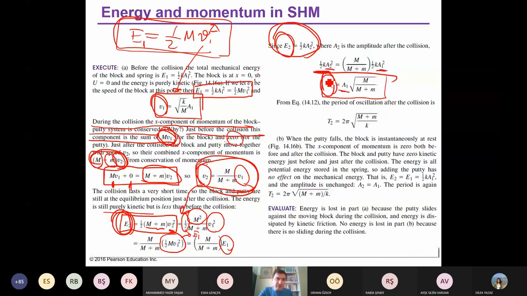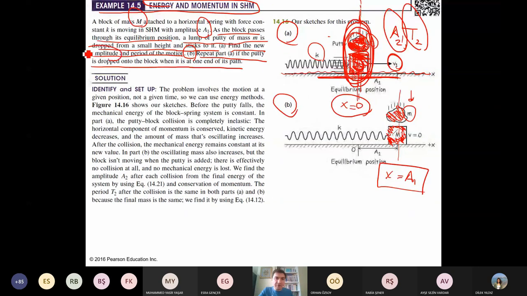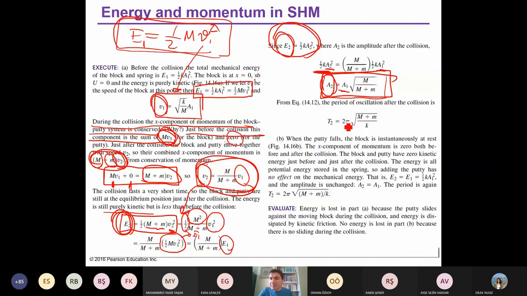Actually, it is asked within the question, what is the final amplitude and what is the period of the motion? Period does not depend on the amplitude. Just remember, period is given with this expression, 2 pi square root of m over k, okay, we have done it. And after the collision, we have another m, which is given with capital M plus small m. The capital one is the mass of the box, the small one is the mass of the putty. Then we have the final period of the system.